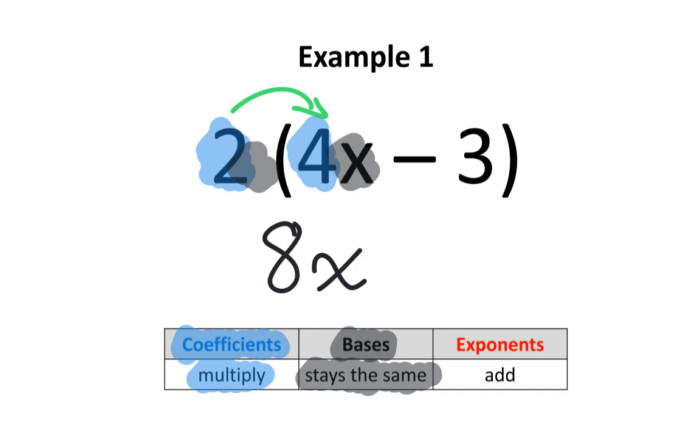Last, you want to take a look at exponents. There is no exponent here since there is no base, and over here, there is no exponent as well. However, there actually is a hidden 1 as an exponent. We're supposed to add exponents, but since there is only one exponent here, it's just going to stay the same.